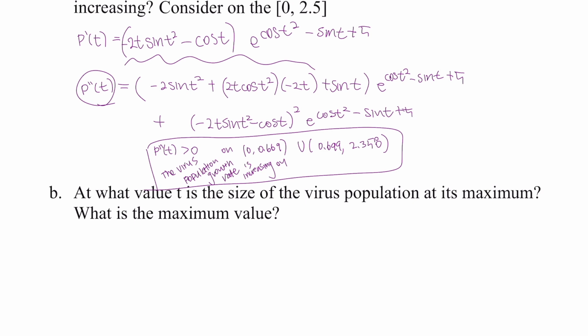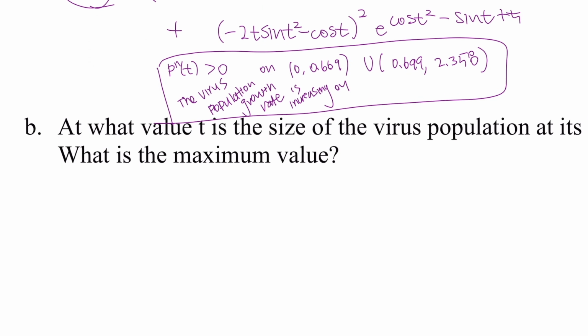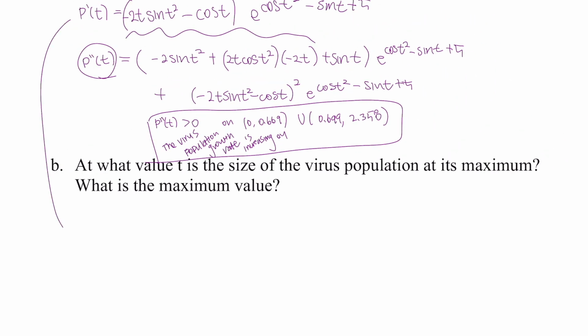Okay, and then at what value t is the size of the virus population at its maximum? Alright, so the size of the virus population at its maximum can be given by considering some candidates. So first we need to consider some critical points, I guess. So this is when p prime t is equal to 0.